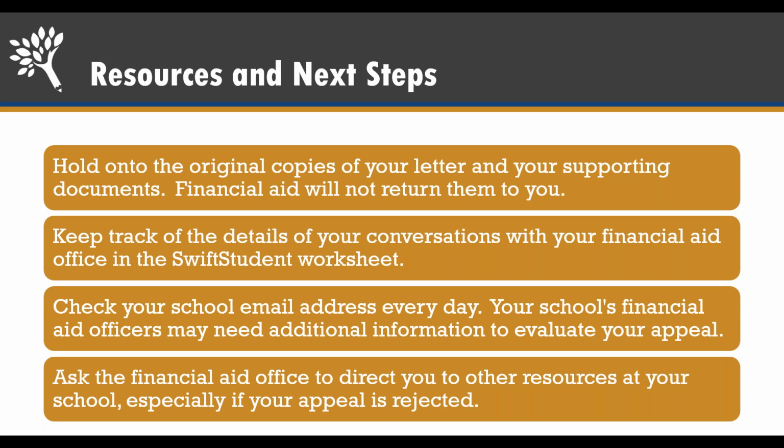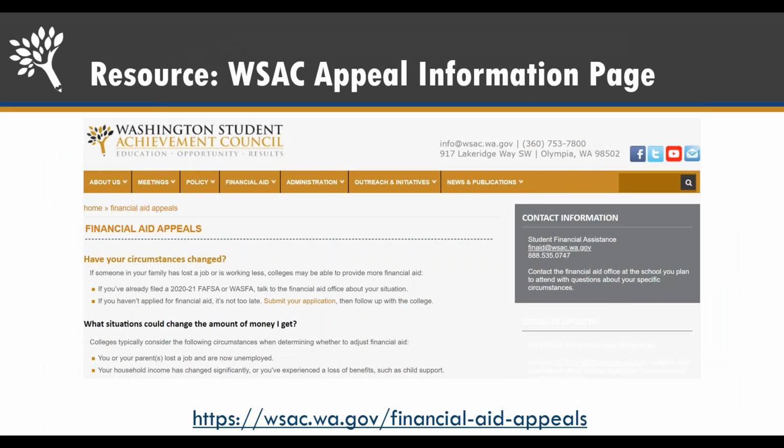And finally, ask those financial aid officers to direct you to other resources, especially if your appeals are rejected. See if there's other scholarships that are available or other funding sources that might be able to support you during this time. Another resource that you have is through our Washington Student Achievement Council page.